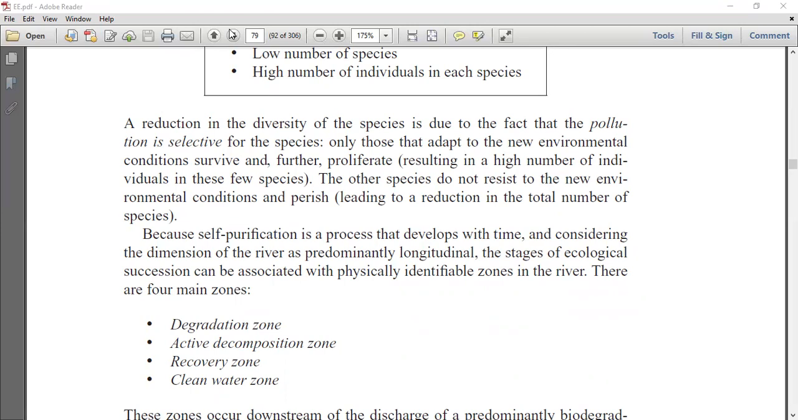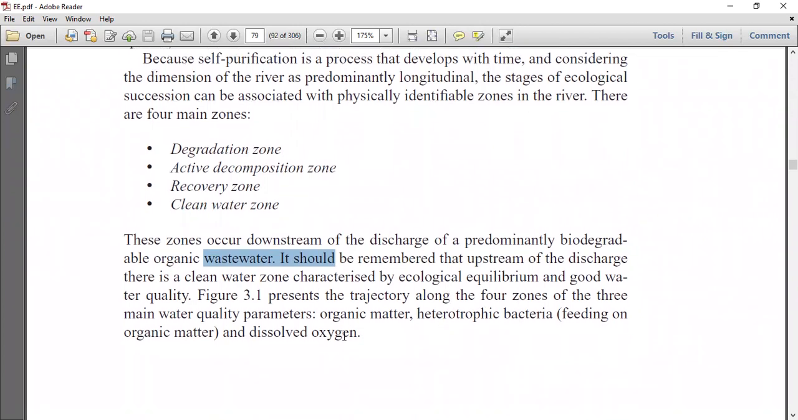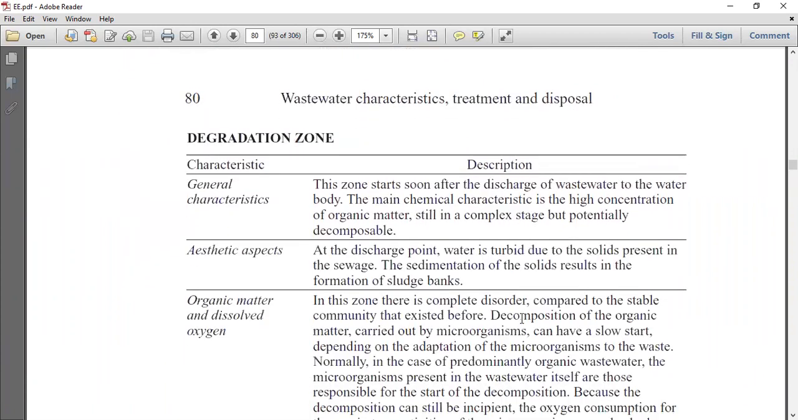There are four main zones. First is the degradation zone, second is the active decomposition zone, third is the recovery zone, and the fourth is the clean water zone. These zones occur downstream of the discharge of a predominantly biodegradable organic wastewater. It should be remembered that upstream of the discharge there is a clean water zone characterized by ecological equilibrium and good water quality. The figure presents the trajectory along the four zones of the three main water quality parameters: first the organic matter, second the heterotrophic bacteria, and last the dissolved oxygen.